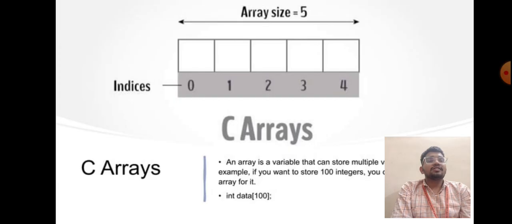Arrays are important because in a program, if we need to declare too many variables, it is very difficult. So we benefit from arrays. By using arrays, we can declare any number of variables at the same time.